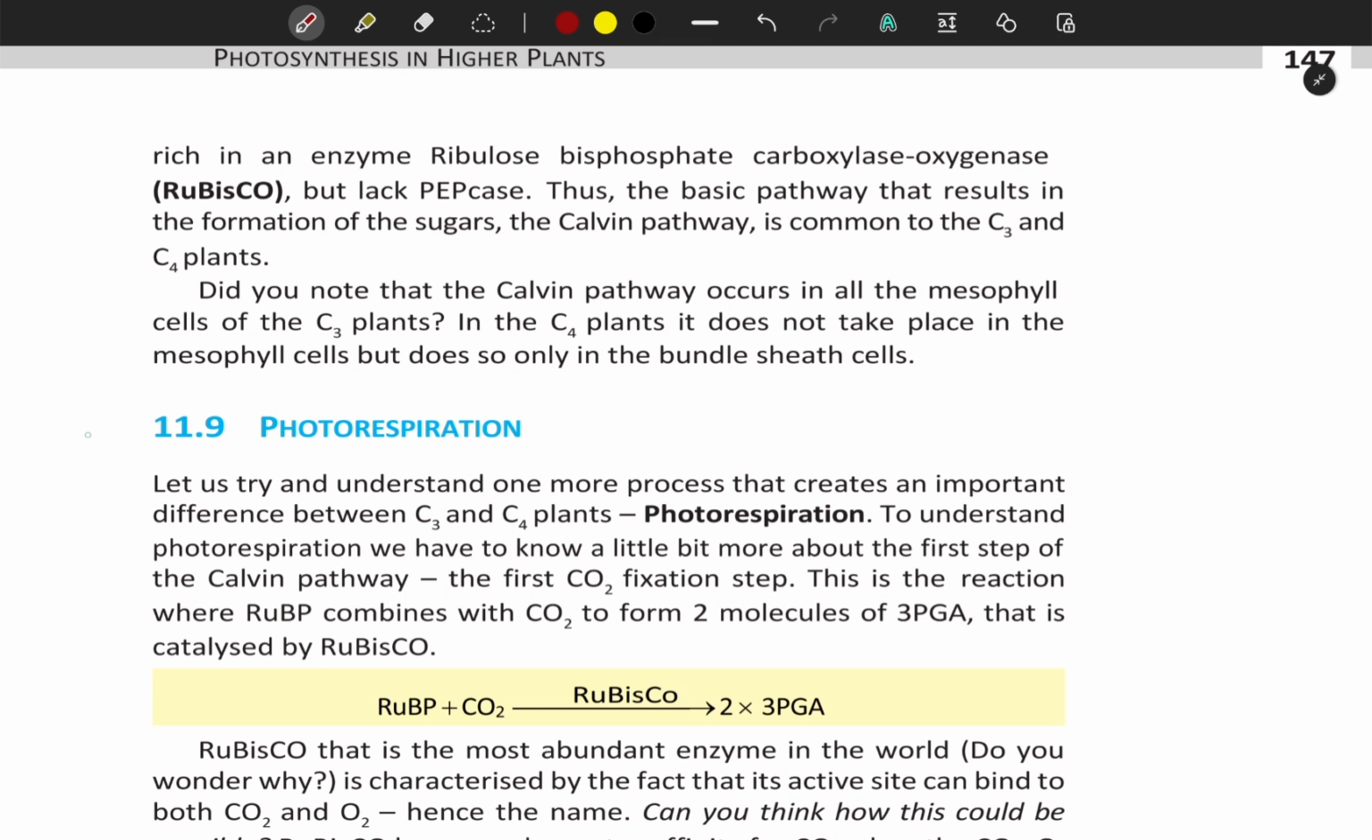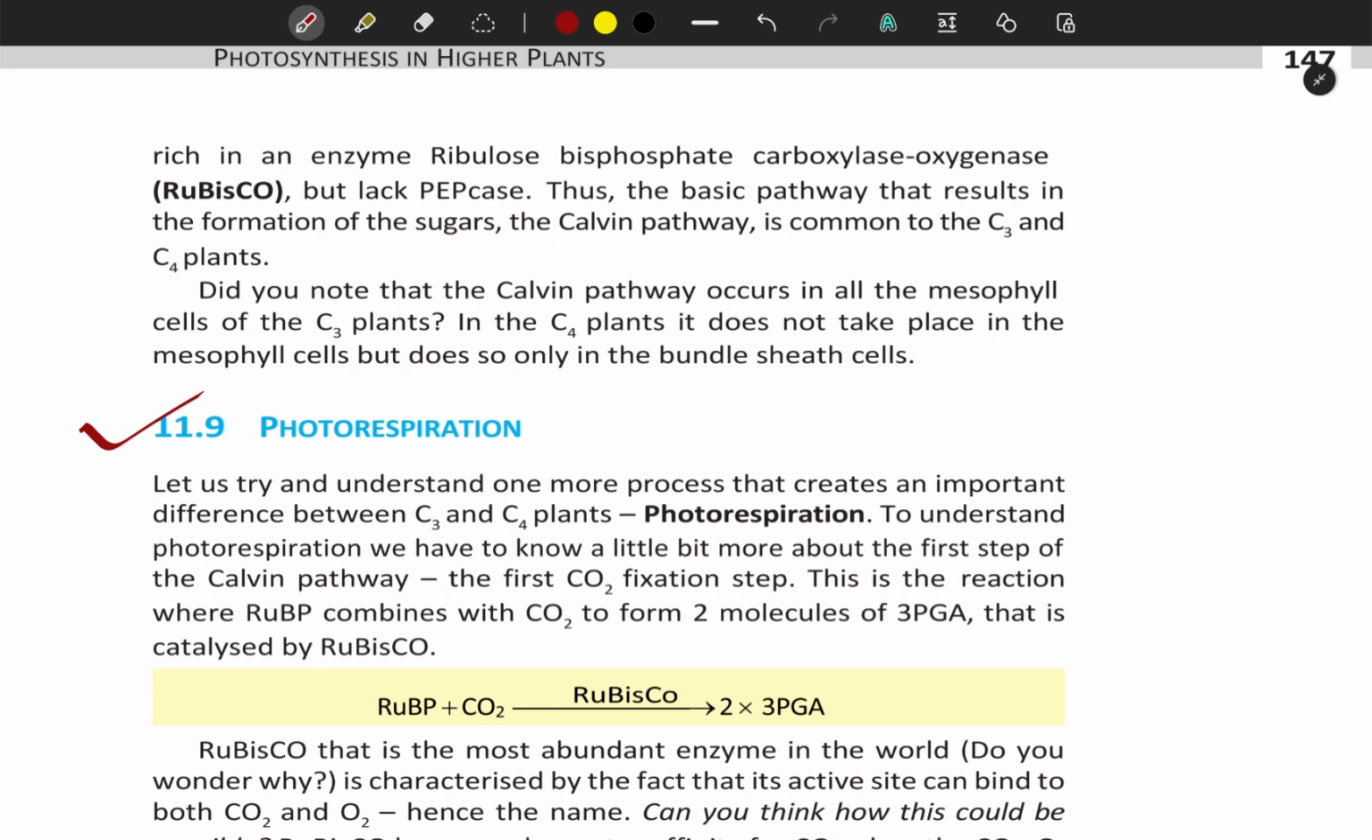Did you note that the Calvin pathway occurs in all the mesophyll cells of the C3 plants? In the C4 plants, it does not take place in the mesophyll cells but does so only in the bundle sheath cells. 11.9 Photorespiration.